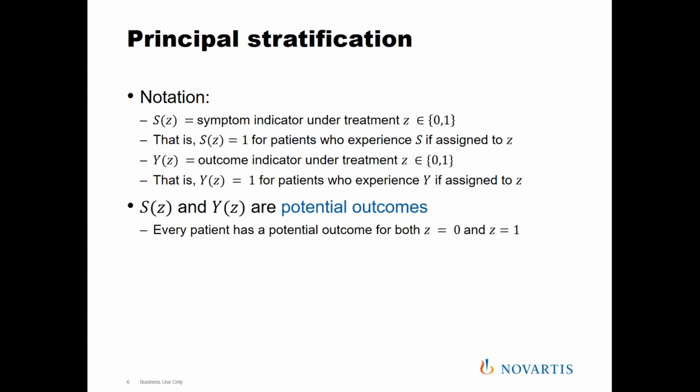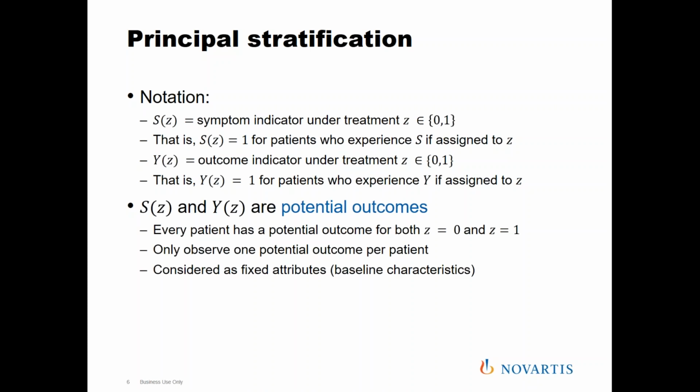These are potential outcomes. So we know that every patient has a potential outcome for both treatment assignments. We also know that we only observe one potential outcome per patient, namely the one corresponding to the treatment actually taken. And we consider these as fixed attributes that are essentially baseline characteristics. And I will also use S and Y to denote observed outcomes.